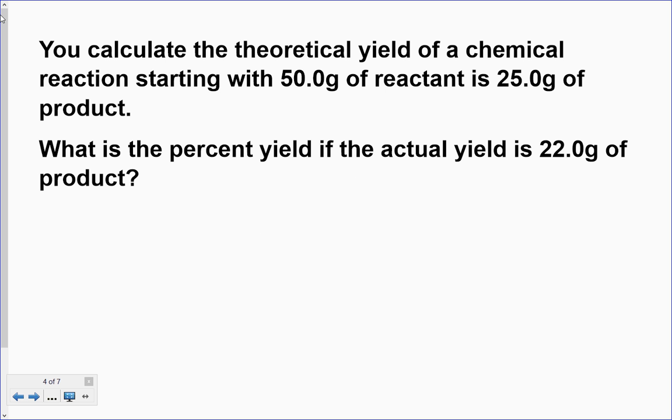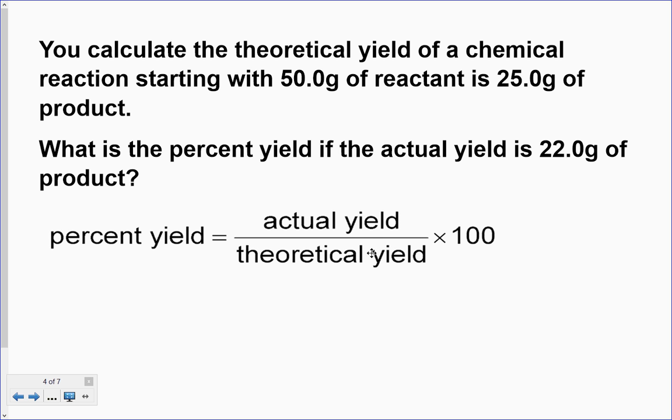Okay, so how do you calculate the percent yield of a chemical reaction? This is pretty easy when they give us everything like this. They said calculate the percent yield of a chemical reaction starting with 50 grams of reactant, where the theoretical yield is 25 grams of product. So that's our theoretical. We should get 25 grams if everything reacted with everything. And what is the percent yield if the actual was only 22 grams? The percent yield is just the actual divided by the theoretical.